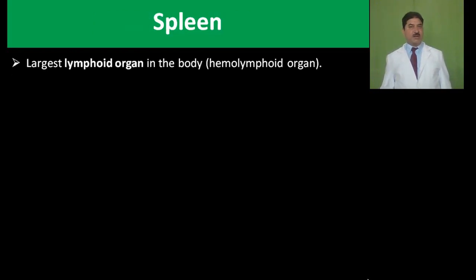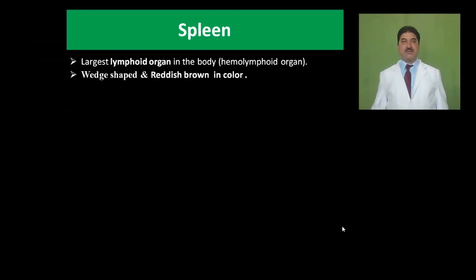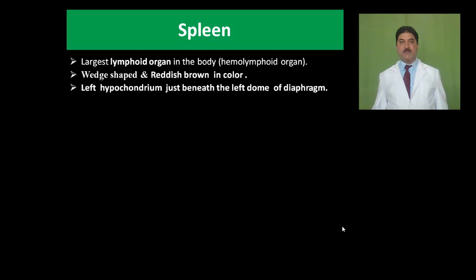Spleen is the largest lymphoid organ of our body. Rather, it is a hemolymphoid organ. It is wedge-shaped and reddish-brown in color. It lies in the left hypochondrium, just beneath the left dome of diaphragm.